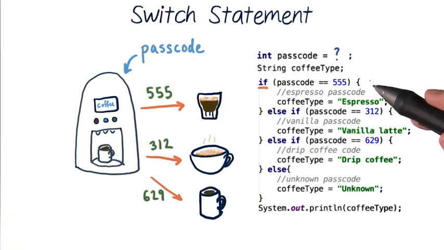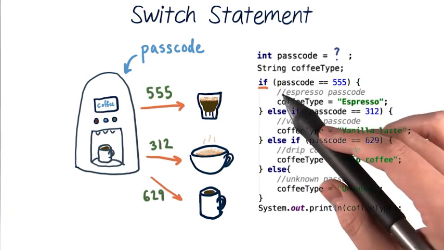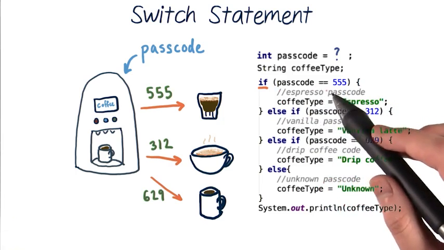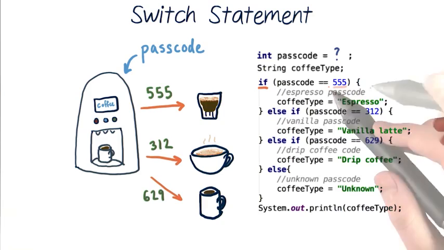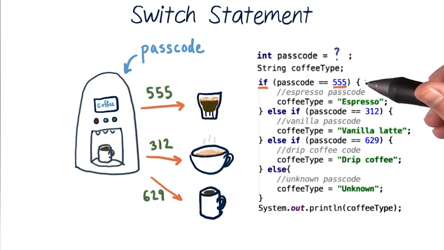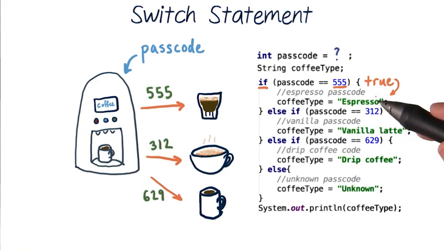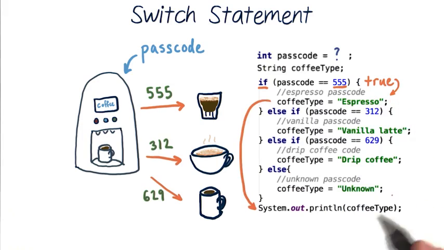So if we look at our first if in detail, it tests if our passcode is equal to 555, and we test for equality with this double equal sign. And the value 555 corresponds to our espresso passcode. Then, if this test condition is true, we'll enter our if block of code and set coffeeType to the value espresso. Then, because we've executed the code in our if, we'll skip down to the end curly brace of all these statements to our print line of code, and this will just print out espresso.